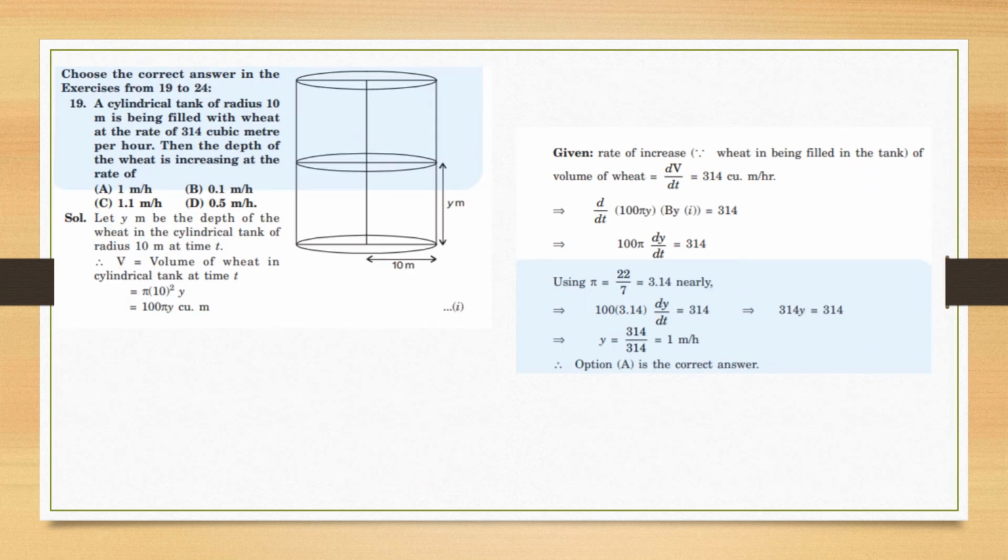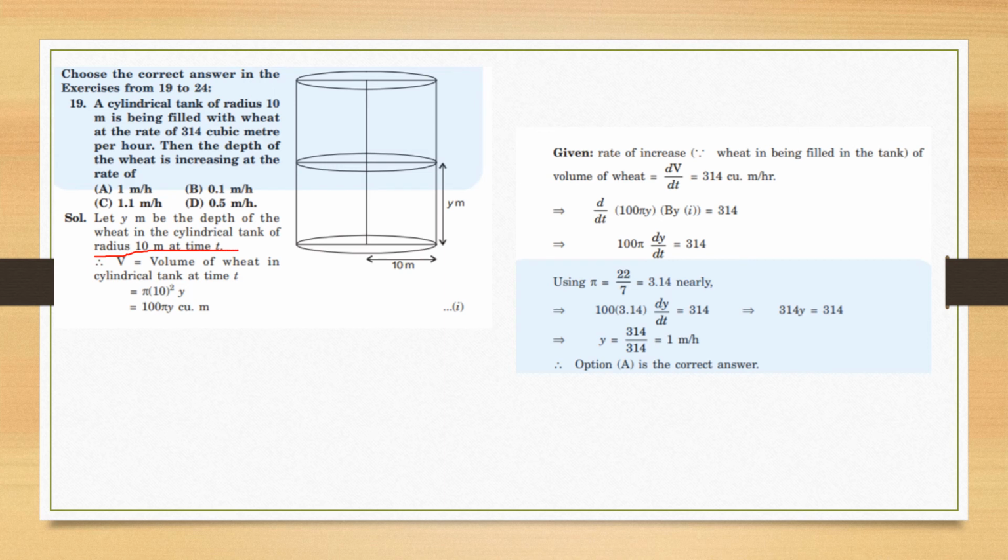Now question number 19. Choose the correct answer in the exercises from 19 to 24. A cylindrical tank of radius 10 meter is being filled with wheat at the rate of 314 cubic meter per hour. Then the depth of the wheat is increasing at the rate of. Again, this is a question of derivative as rate measure. Let y meter be the depth of the wheat in the cylindrical tank of radius 10 meter at time t.